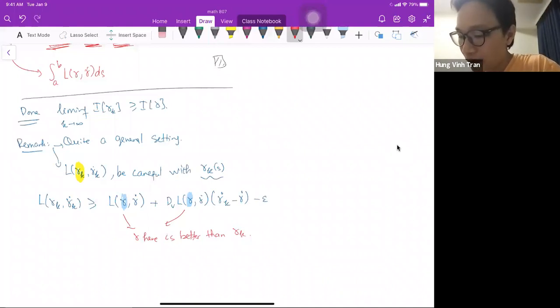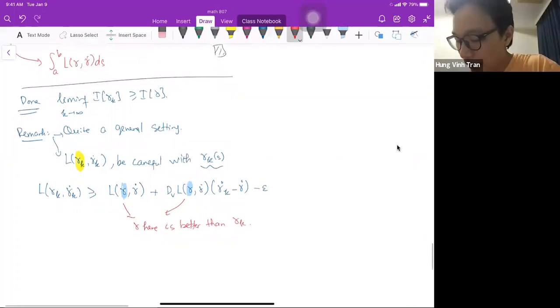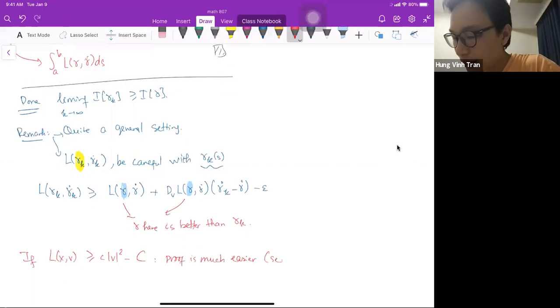Okay, so that's a technical thing, but it's rather important. And a final remark is that if Lxv is greater than or equal to some small constant times v squared minus a big constant, then the proof is much easier. So see the appendix of my book.